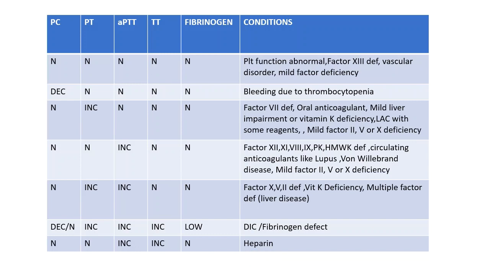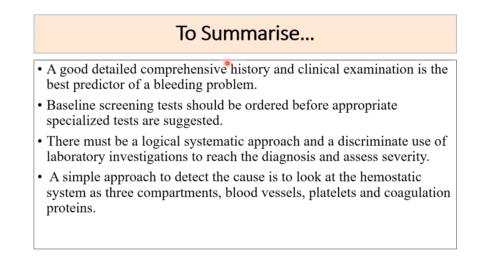So to summarize, a good, detailed, comprehensive history and clinical examination is the best predictor of a bleeding problem. The baseline screening tests should be ordered before appropriate specialized tests are suggested. There must be a logical, systematic approach and a discriminate use of the laboratory investigations to reach the diagnosis and to assess severity. A simple approach to detect the cause is to look at the hemostatic system in 3 compartments, that is the blood vessel, the platelets, and the coagulation proteins.